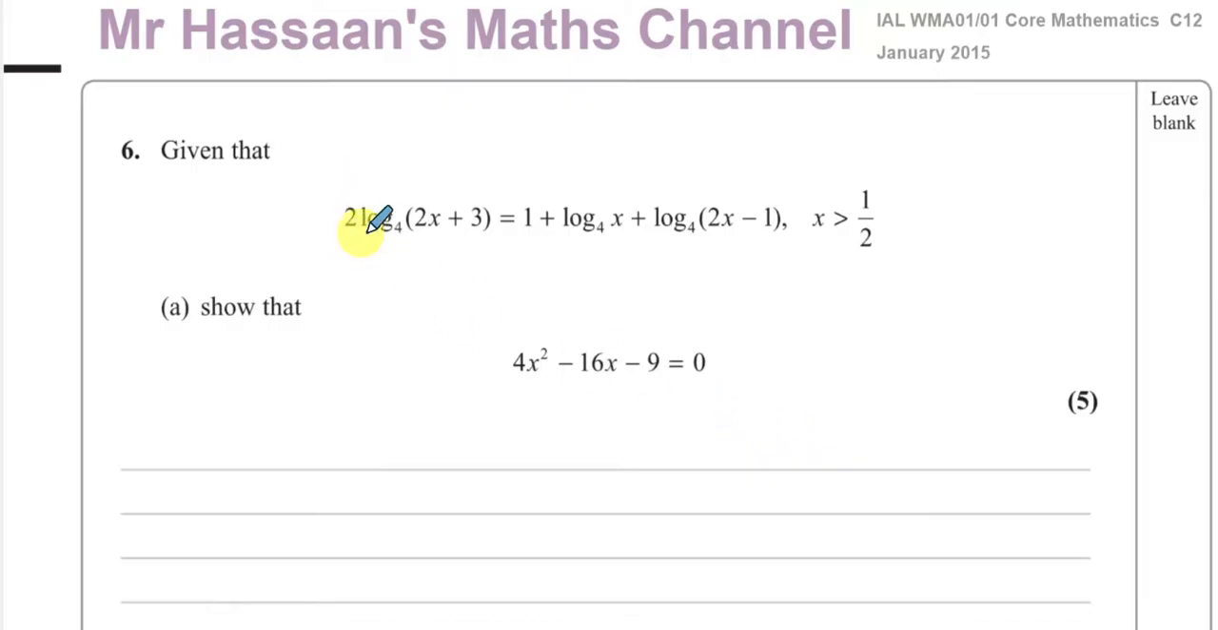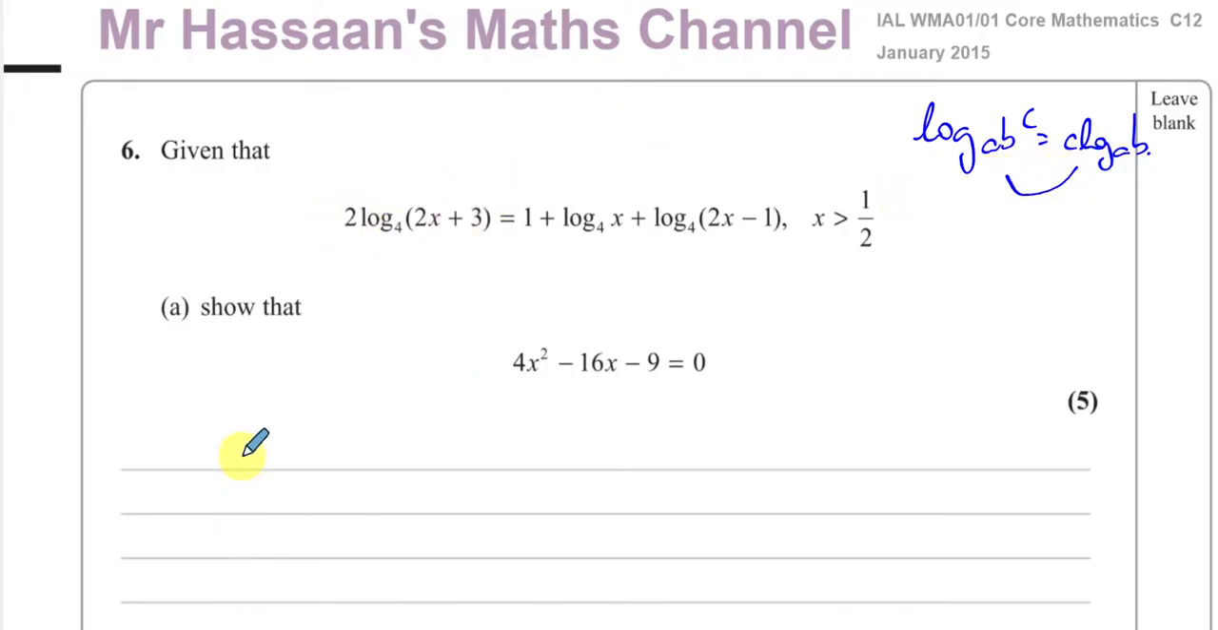We have to show that this log equation can be rewritten in this form, getting rid of the logs. What I'm going to do first is simplify both sides in terms of the logarithms. On this side, I'm going to rewrite this using the law of logarithms, where, as we mentioned, if I have log to the base a of b to the power of c, I can write that as c times log to the base a of b. So I'm going to use the power law the other way around.